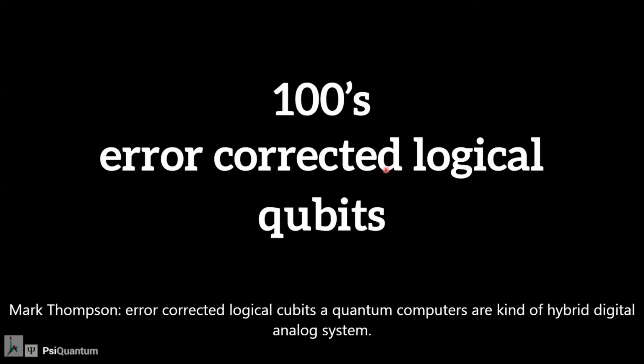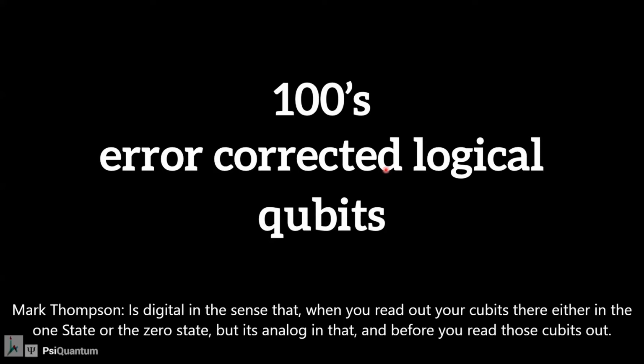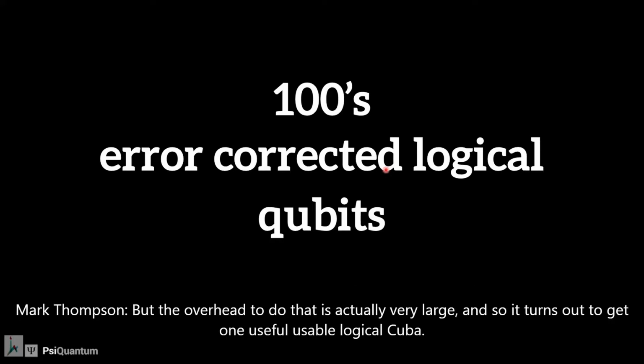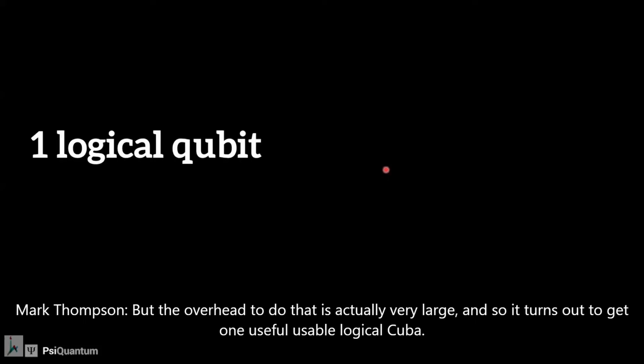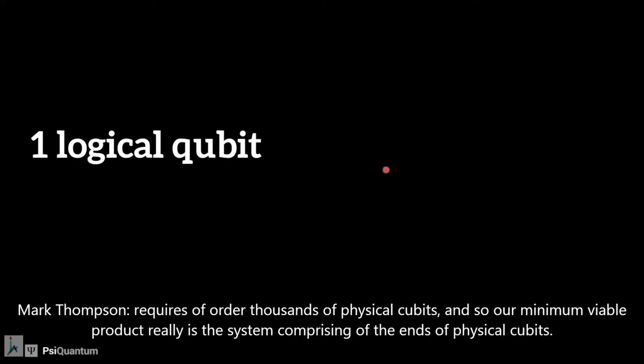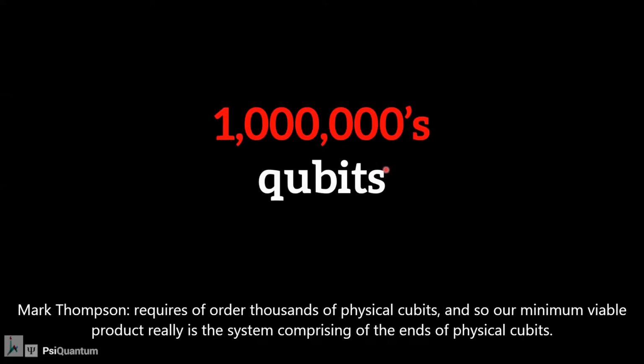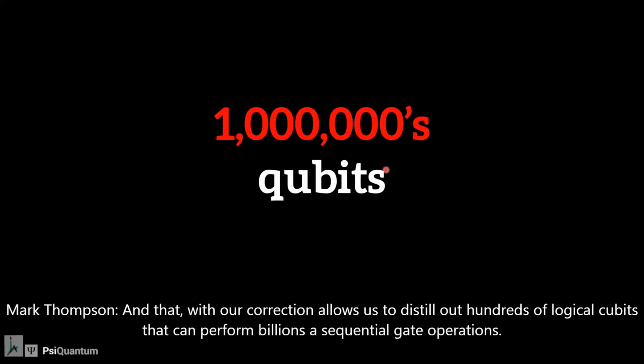A quantum computer is a kind of hybrid digital analog system. It's digital in the sense that when you read out your qubits, they're either in the 1 state or the 0 state, but it's analog in that before you read those qubits out, they're in this superposition state between 1 and 0, and they're very susceptible to noise. Now, fortunately, we can combat the noise within these quantum systems through error correction, but the overhead to do that is actually very large. And so it turns out to get one usable logical qubit requires of order thousands of physical qubits. And so our minimum viable product really is a system comprising millions of physical qubits. And that, with error correction, allows us to distill out hundreds of logical qubits that can perform billions of sequential gate operations.